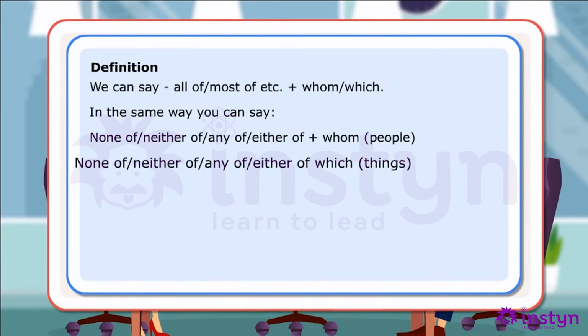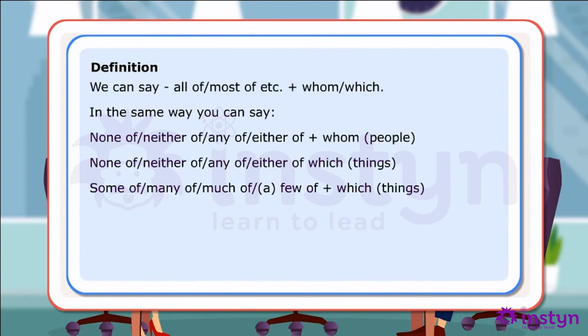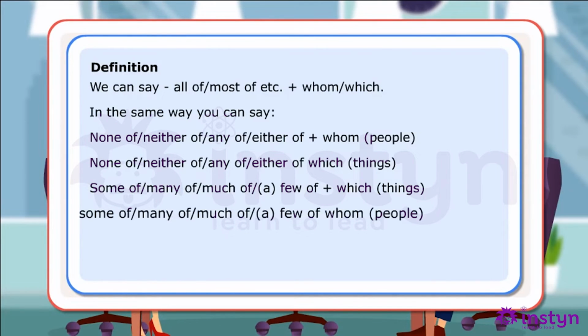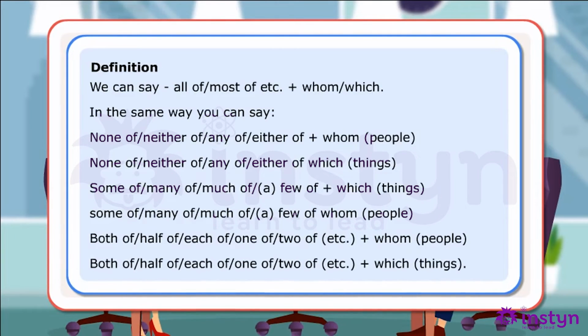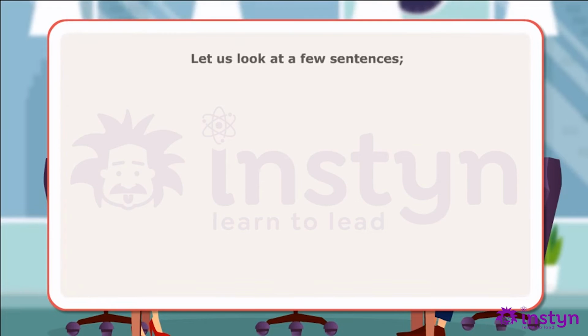None of or neither of, or any of or either of, which, things. Some of or many of, much of, a few of, plus which, things. Some of or many of, or much of, or a few of, whom, people. Both of or half of, each of or one of or two of, etc. plus whom, people. Both of or half of, each of, one of or two of, etc. plus which, things. Let us look at a few sentences.